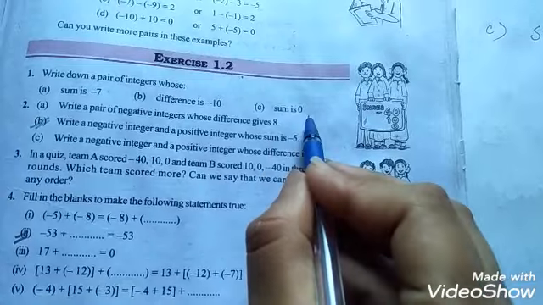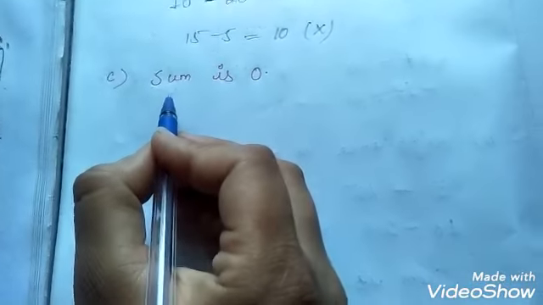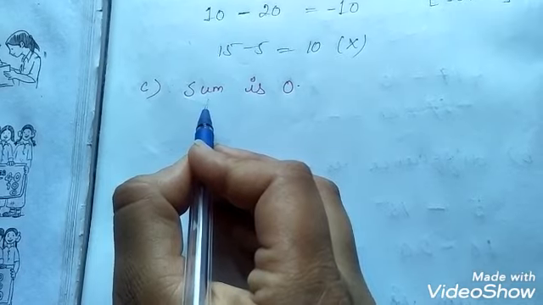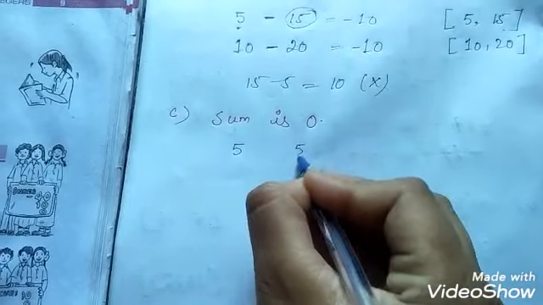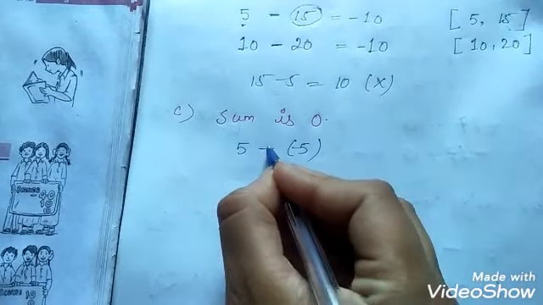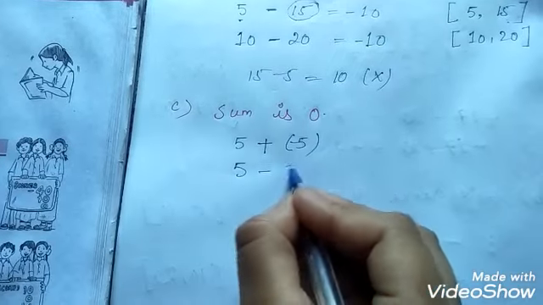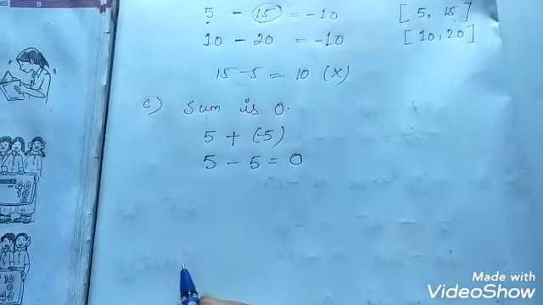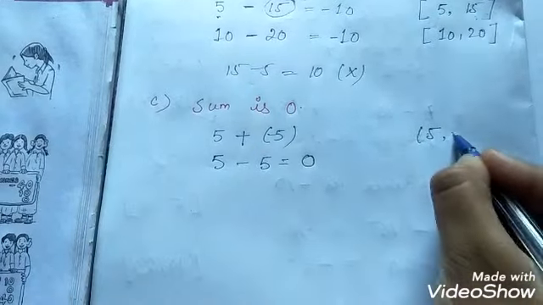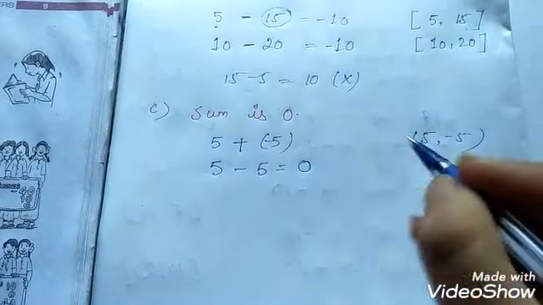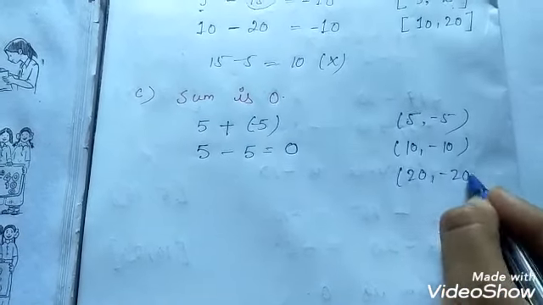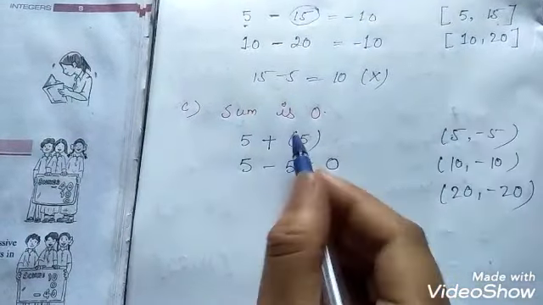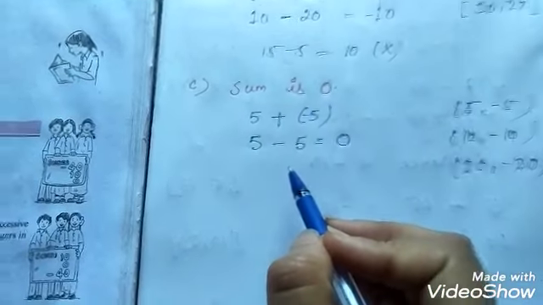Now C part, sum is 0. If we take the same number with different sign, then the answer will be 0. 5 and -5. When we add these numbers, plus minus, and 5 minus 5 is 0. So the pair is 5 and -5. We take more examples: 10 and -10, 20 and -20, and so on. We have lots of pairs of this type of integers whose sum is 0.